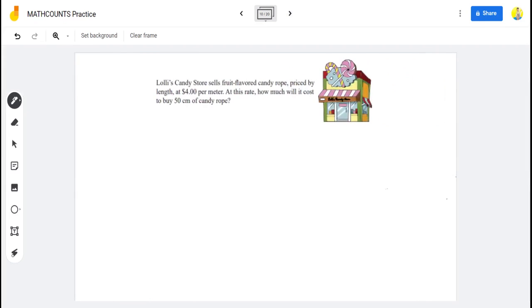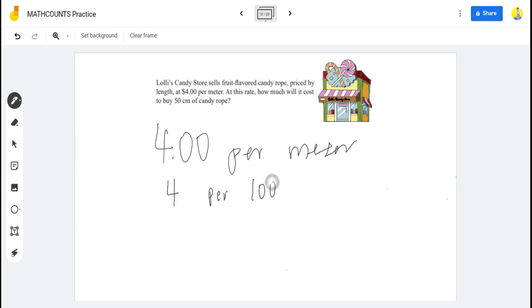Lolly's Candy Store sells fruit-flavored candy rope, priced by length, at $4 per meter. At this rate, how much will it cost to buy 50 centimeters of candy rope? $4 per meter, meaning that is $4 per 100 centimeters, because there are 100 centimeters in a meter, meaning that it's $2 per 50 centimeters. So the answer is just $2.